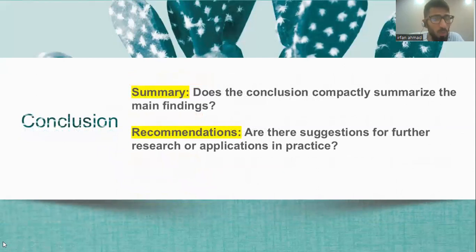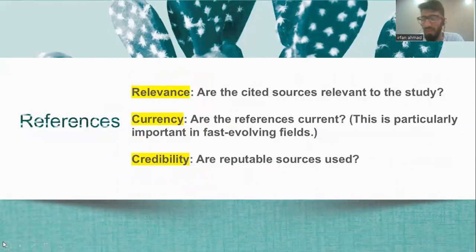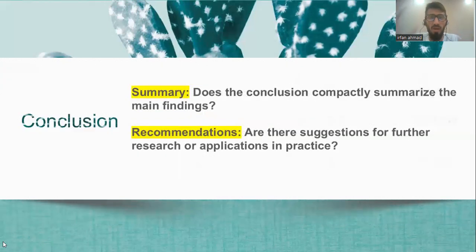After that we have the conclusion, right? The conclusion section is where you summarize everything that you explained above in your result section. Does the conclusion compactly summarize the main findings or not? Just the main findings, not everything, you summarize it. And the future recommendation is also a good thing. In the discussion, you write the limitation, and here you write the recommendation.